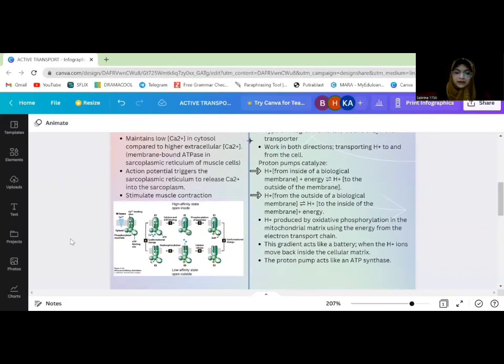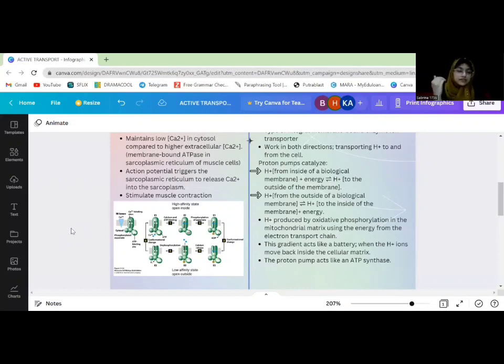So another thing about the proton pump is it's essentially found in the mitochondrial membrane. So that's why we're talking about the intermembrane protein. Hydrogen ions produced by oxidative phosphorylation in the mitochondrial matrix, using energy from the electron transport, are transferred outside.